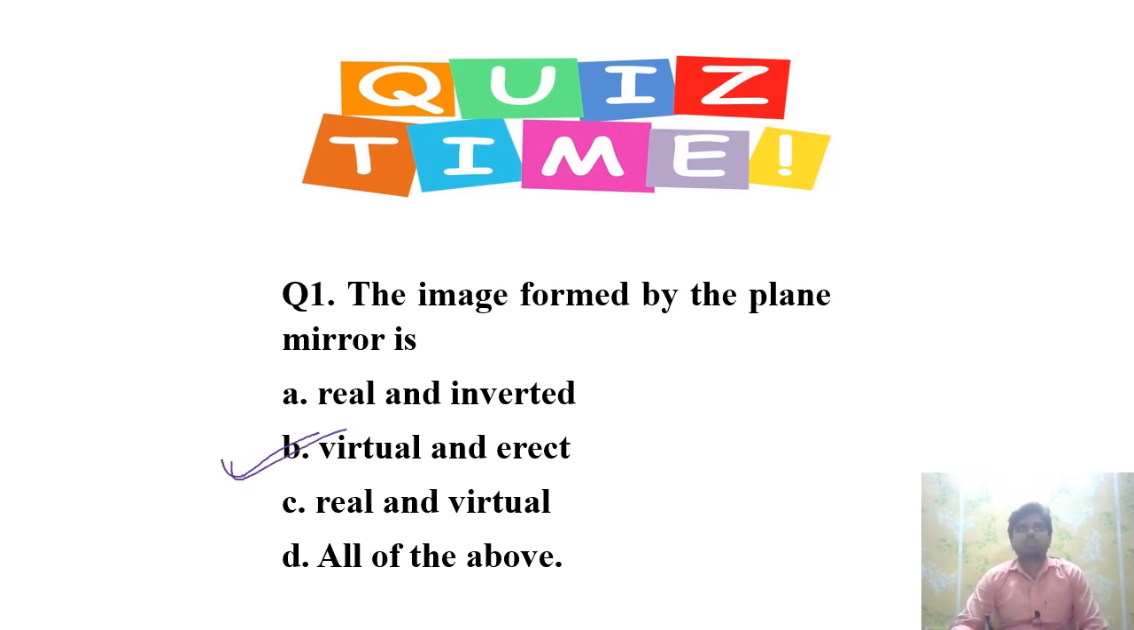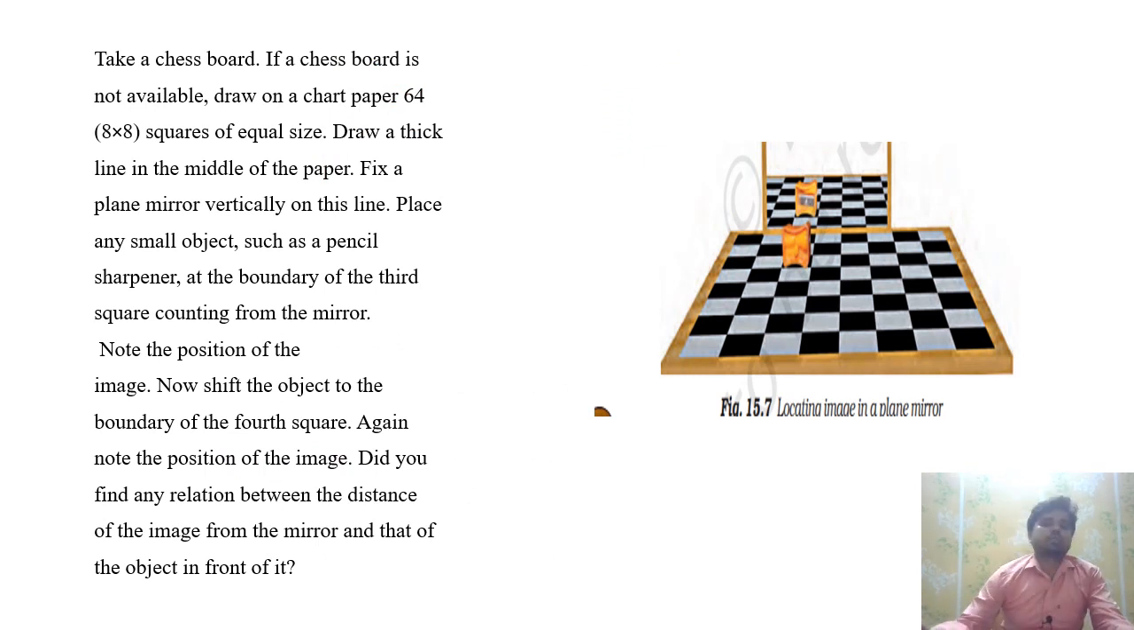The image that is formed in the plane mirror is always virtual, because it is always behind the mirror and cannot be formed on the screen. And why is it erect? Because the top position will always remain the top position in the image, and the bottom position will always remain the bottom position. Such an image is known as an erect image. Okay students, I hope it is clear to you. Now moving to the next section of this part.